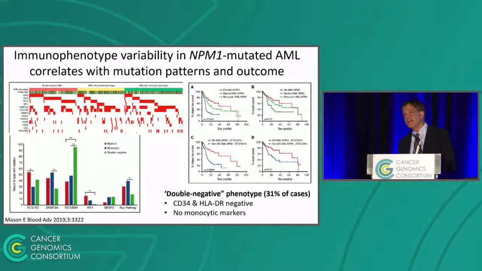Again, suggesting that it may not be enough to just look at the mutations as a whole, but perhaps the differentiation stage of the blast may also provide additional information as to the prognosis or may color the prognosis of this particular AML subtype.